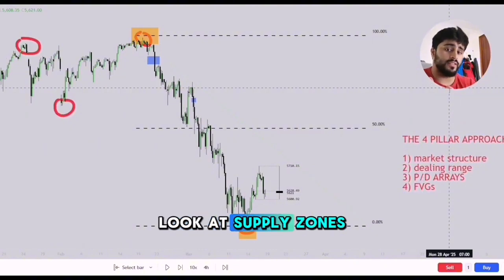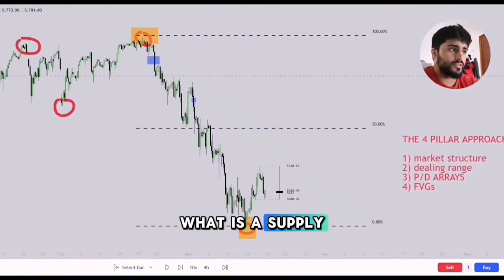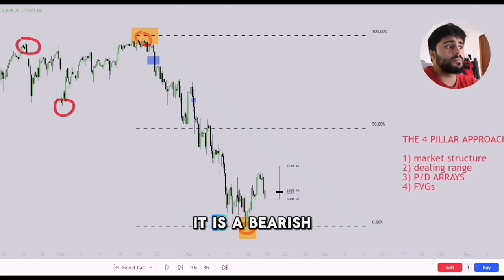We need to look at supply zones and demand zones, right? Let's start with supply zones. What is a supply zone, right? So a supply zone is essentially a bearish point of interest. It is a bearish POI.